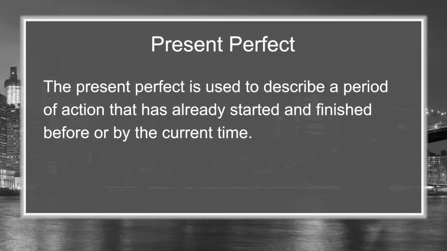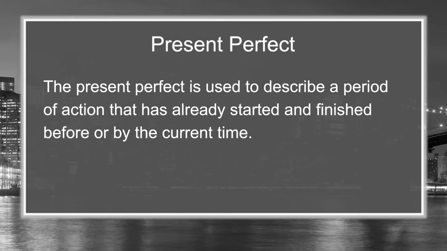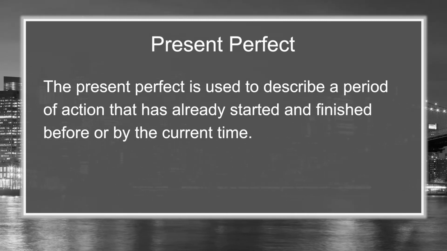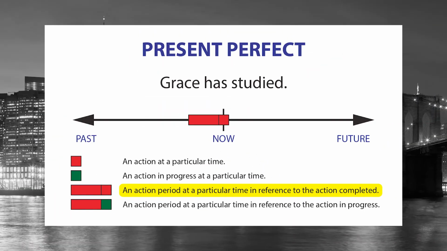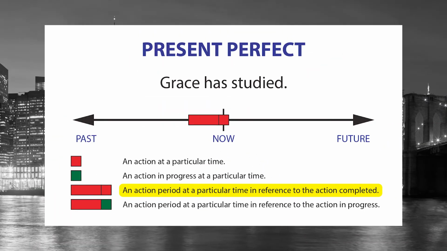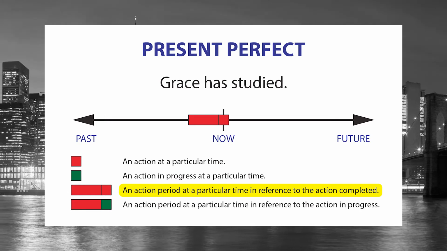The present perfect is used to describe a period of action that already started and finished before or by the current time. Grace has studied indicates that she already studied, started, and finished before or by the current time.